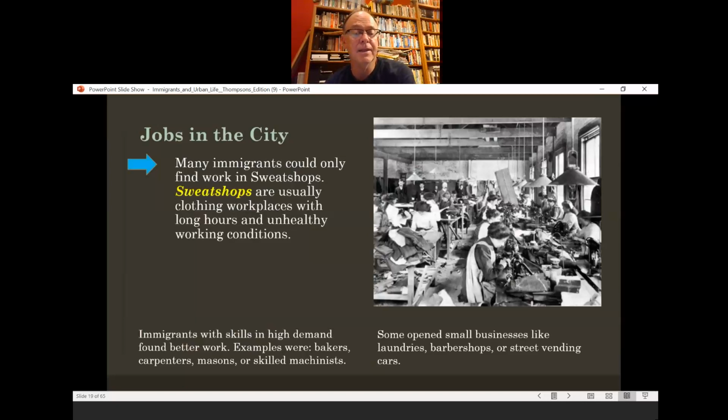But that doesn't mean that every immigrant is poor and working in a low wage job that's unskilled, because some of them had high skills. And here are some examples down at the bottom. People like bakers, carpenters, masons. Masons are people that work with bricks. Skilled machinists. So some of them even opened their own businesses.